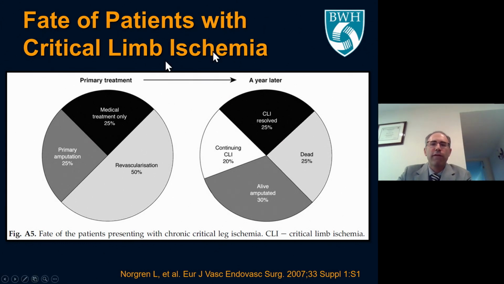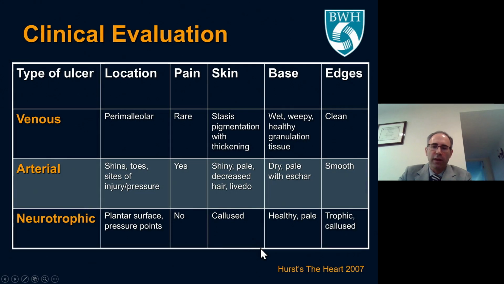Here we can see the fate of patients with critical limb ischemia. Really, in addition to the cardiovascular complications that we have, cardiovascular death, we're worried about amputation. Amputation really limits patients' ability to rehab. Their functional capacity declines significantly.